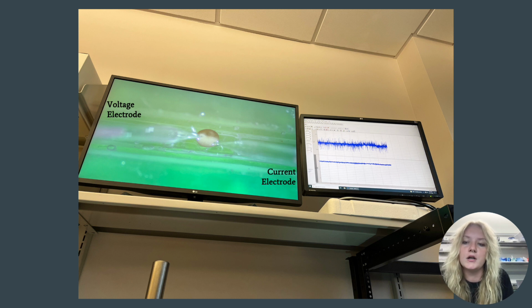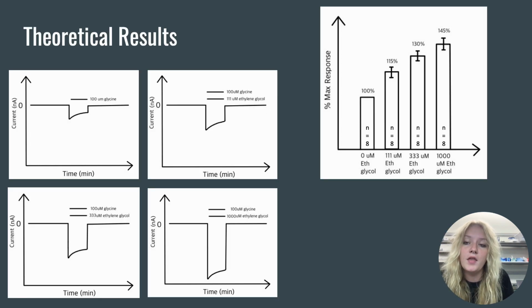I then use this current electrode to inject a steady stream of current into the cell, therefore maintaining the cell's voltage at a fixed value. And by clamping this voltage, I'm then able to record the actual ion currents which are flowing across the membrane through glycine receptors and other ion channels. This process allows me to watch how glycine receptor ion channels respond to different solutions, including ethylene glycol, in real time. If my hypothesis is supported, I expect to see that glycine receptor function is increased by ethylene glycol.